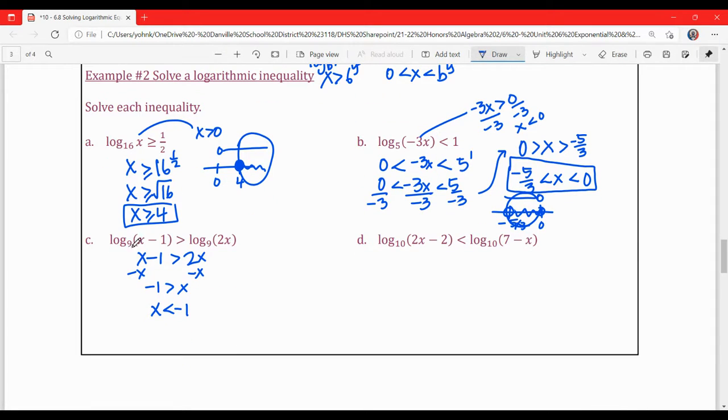I also have to make sure that my x minus 1 is greater than 0 and that my 2x is greater than 0. So the one in the middle gives me x is greater than 1. The one on the right gives me x is greater than 0. So if I look at negative 1, 0, and 1, my main inequality is less than negative 1. My middle inequality says greater than 1. My far right inequality says greater than 0. They don't overlap anywhere. Therefore, this is no solution.